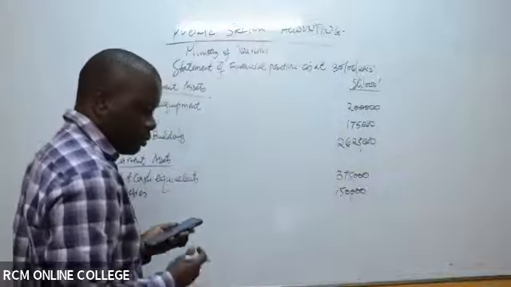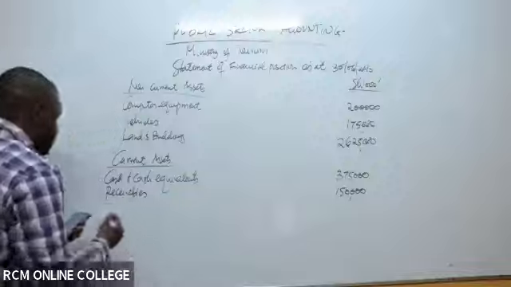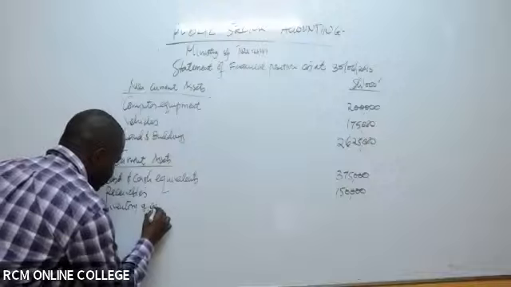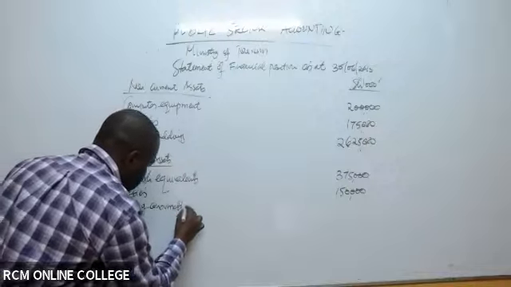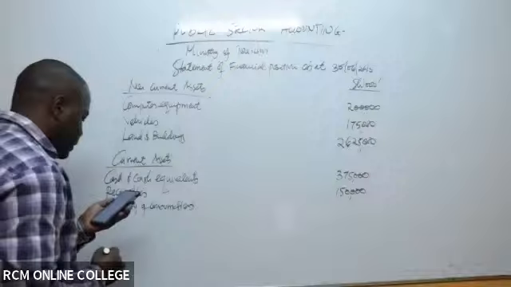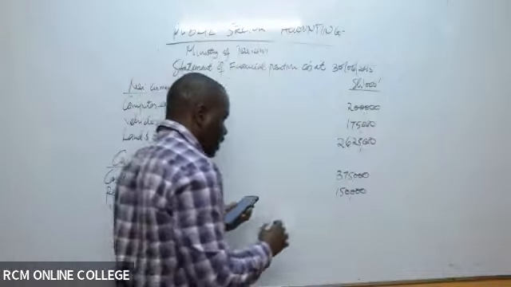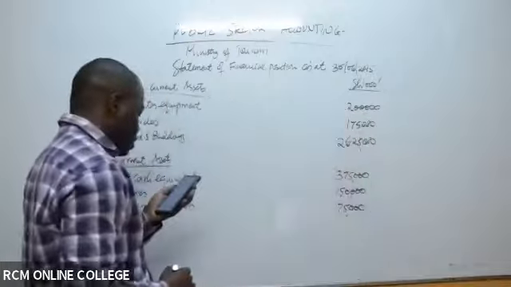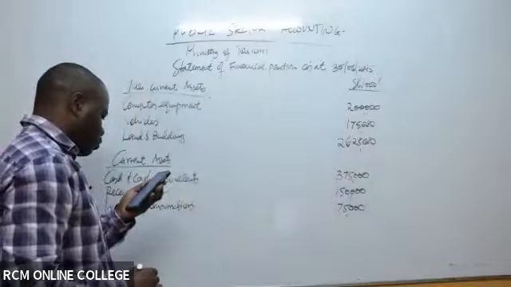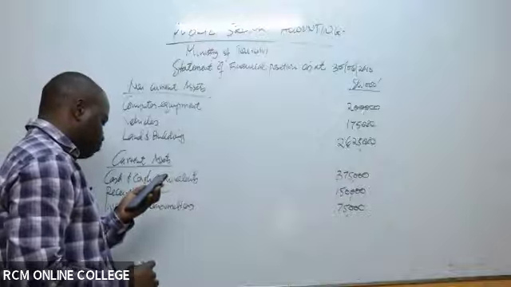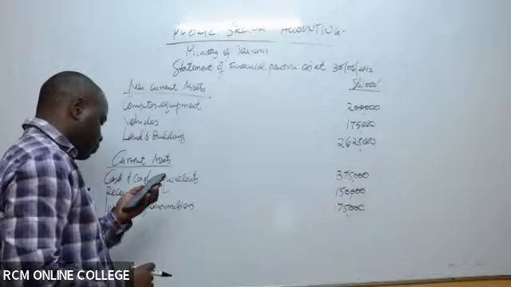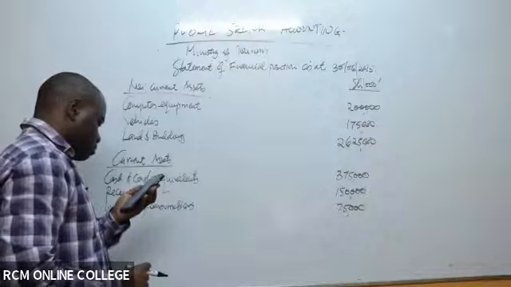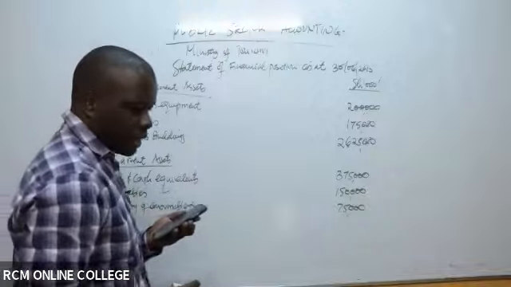Inventory of consumables. So that was 75,000. I think those are the only ones. So receivables, inventory of consumables. Those are the only ones.